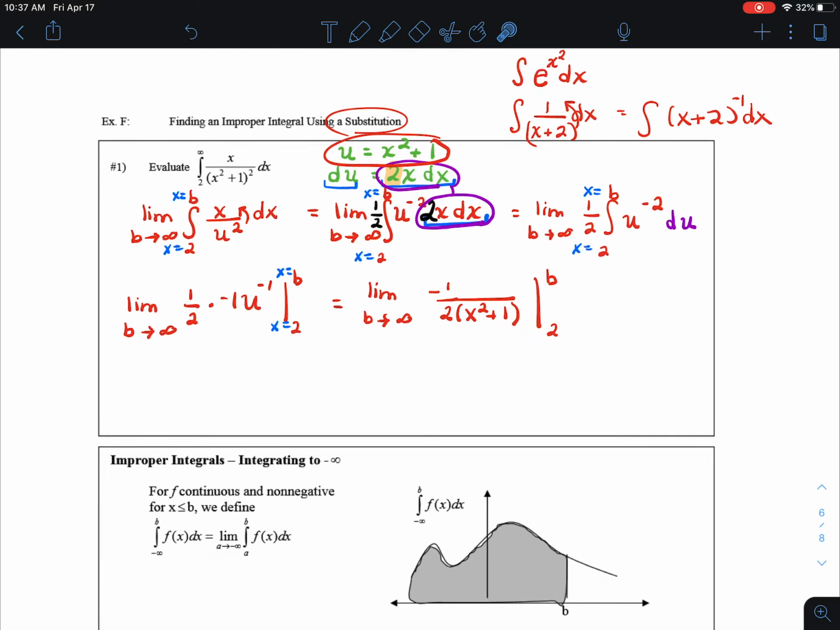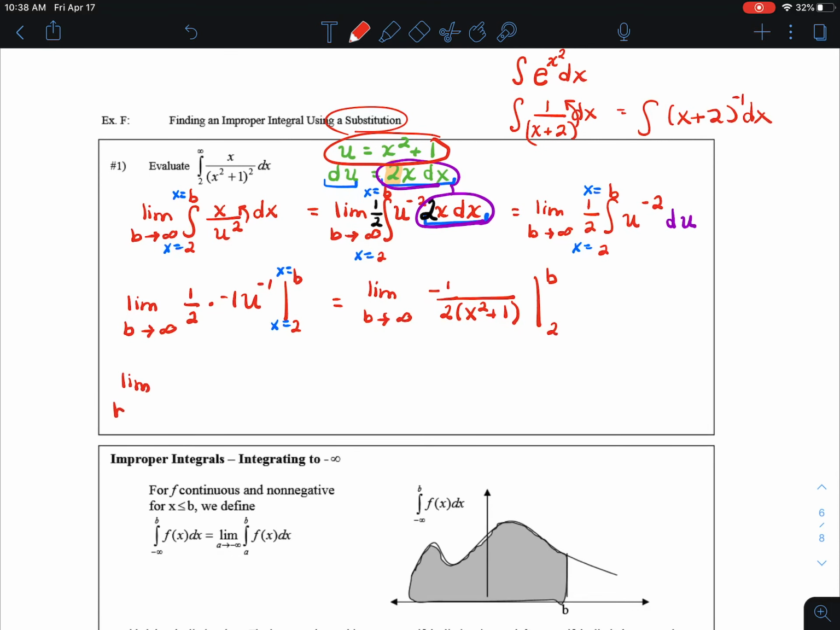Okay, does everybody see how I got from here over to this? I basically took this u to the -1, moved it to the denominator, and simultaneously swapped the u out for the x squared plus 1 that it originally was replaced for. Now in the next step, I'm going to plug in 2 sets of parentheses. I'm going to plug the b in for the x in the first set of parentheses, and then I will plug the 2 in for the x in the second set of parentheses.